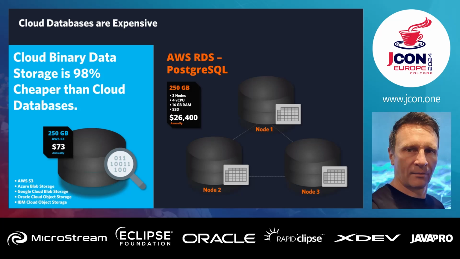But there's also a very cheap solution provided by cloud vendors. It's cloud object storage. And here we can see that storage is super cheap. So computing power and memory are very expensive. Storage is super cheap. 250 gigabytes on AWS S3 costs only $70 per year. So more than 99% cheaper than any database in the cloud. And we do not talk about license fees.